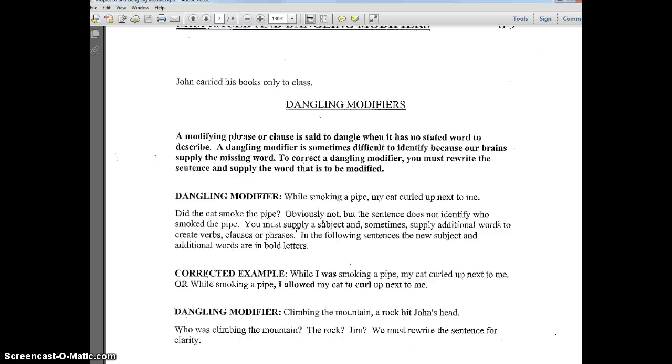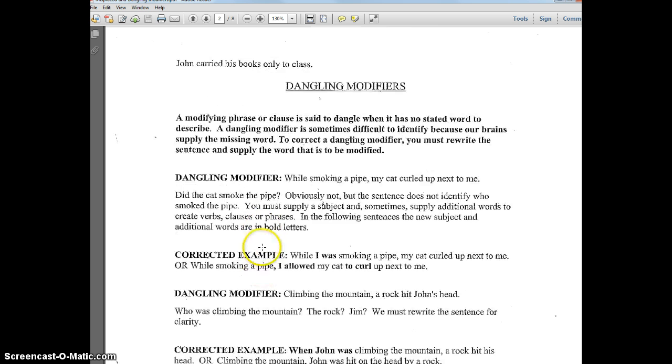So, look at this sentence. While smoking a pipe, my cat curled up next to me. It's not entirely clear who's smoking the pipe. The only subject in this sentence is the cat. So did the cat smoke the pipe? Obviously not. The sentence does not identify who smoked the pipe, so you'd have to add to it. While I was smoking my pipe, my cat curled up next to me. Or, while smoking a pipe, I allowed my cat to curl up next to me, so that it's clear who is doing the pipe smoking.